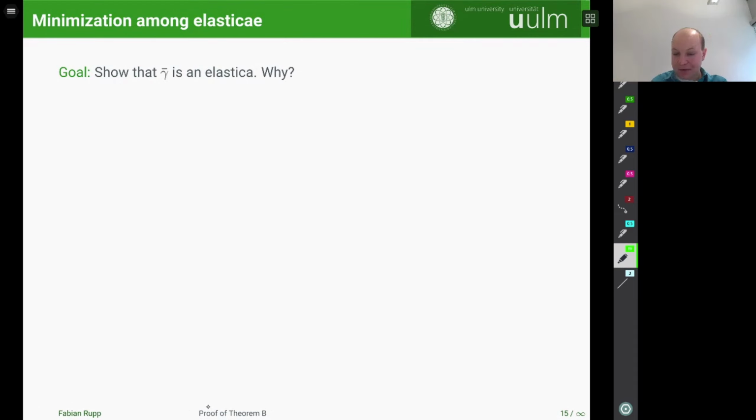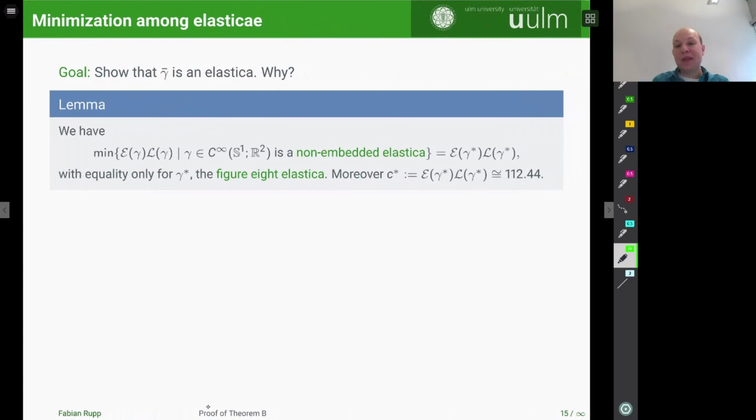Okay, why is that? The reason for that is the following lemma, namely, if we minimize the energy E times L among non-embedded elastica, then this minimum is attained for the figure 8 elastica gamma star. And for this one can explicitly compute its energy, which is something like 112.